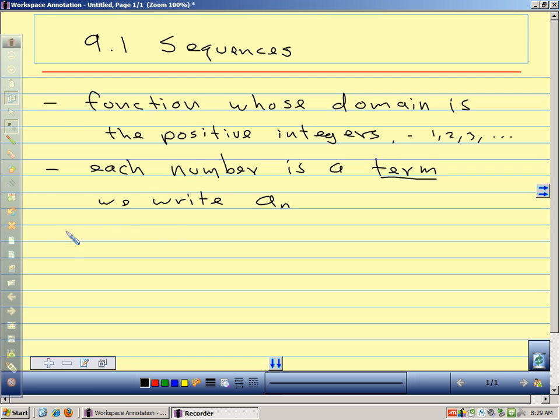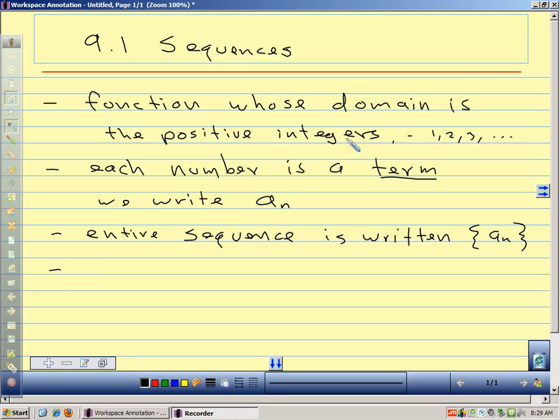And to write the entire sequence, we write a sub n in braces. So this means the entire sequence. If we have, say, a sequence for the positive integers 1 through 10, this would be the way we indicate that we're talking about the entire sequence. For one term, we just write a sub n.